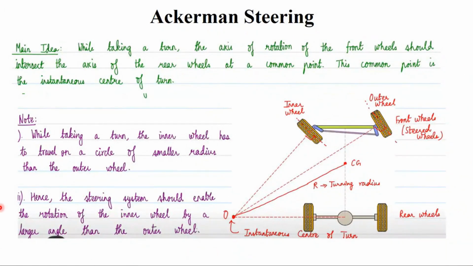And now you see here, I also told you the CG lies between the front axle and the rear axle. The center point between the front axle and rear axle is the center of gravity, CG. And the line connecting the CG to the instantaneous center of turn is nothing but the turning radius, called R.